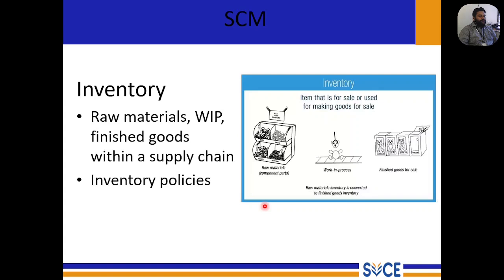Next comes the inventory. When you talk about inventory, it covers raw materials, work in progress, that is known as WIP, and finished goods within a supply chain. Inventory has a set of specific policies which need to be taken into account. As you see in the picture, you need a raw material so that you can make a work in progress product, which is then assembled into finished goods for sales, as shown in the example over here.